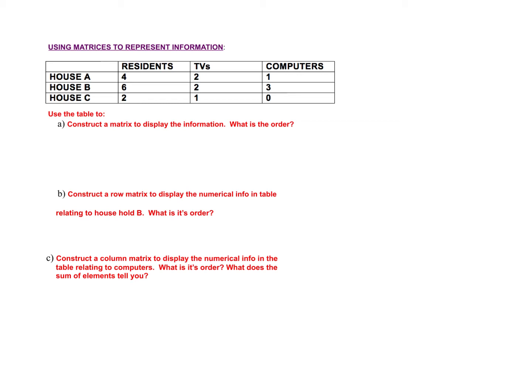So here, you just follow what they say with the way to construct it. It says construct a matrix to display the information and what is the order. So all you have to do is simply write it out with those square brackets. So if we do that, I'm just copying out those numbers up there into a matrix form.